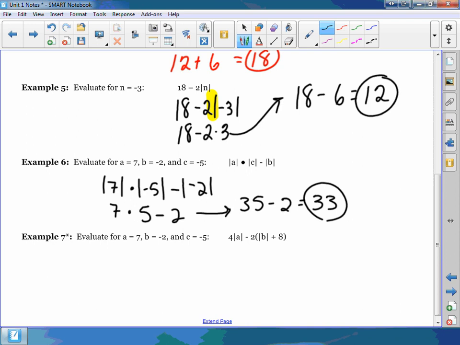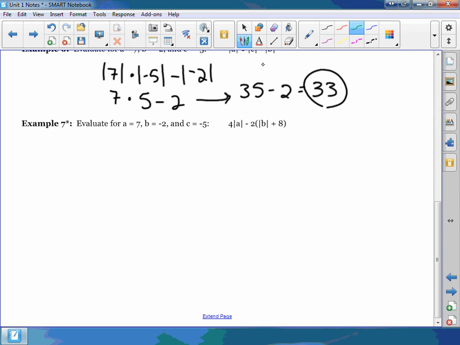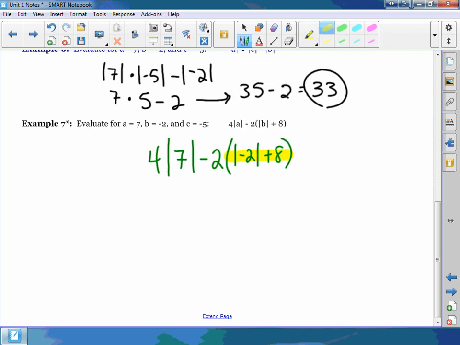All right? And the last one. If I quickly go through this, 4 times the absolute value of 7 minus 2. And then notice here I've got parentheses, and then inside I have the absolute value symbol. So I have to pay close attention to there. My focus is going to start out here with the parentheses. But inside the parentheses, I have absolute values. So I'm going to rewrite. But in this case, I'm going to do the absolute value of -2 first and get 2 plus 8.